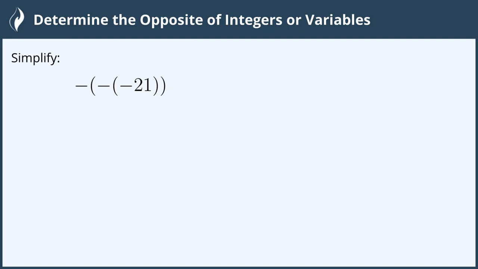Hi everyone! In this video, we will determine the opposite of integers or variables. Simplify negative, negative, negative 21. This can be simplified in any direction because we have multiplication.